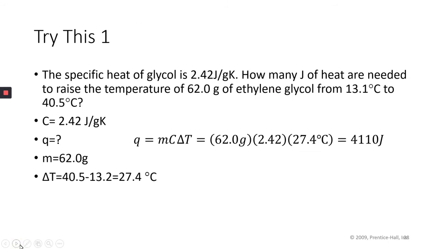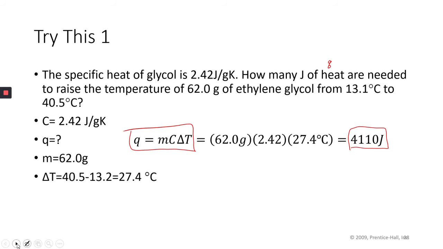In this first one, the specific heat of ethylene glycol is 2.42, and it's asking how many joules of heat are needed to raise the temperature of 62.0 grams of this ethylene glycol from 13.1 to 40.5. So let's list what we know. We know our specific heat. When they're asking how many joules of heat, remember heat is Q. We don't know that. We know the mass, and we have our change in temperature. So then we can use our Q equals mC delta T equation, plug everything in, and get our answer to 3 sig figs.